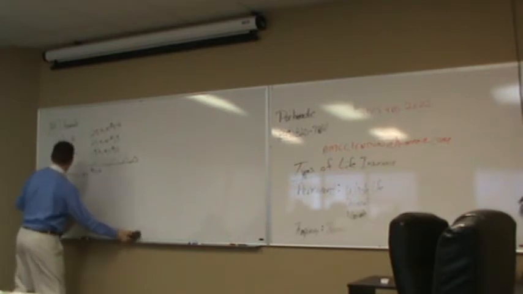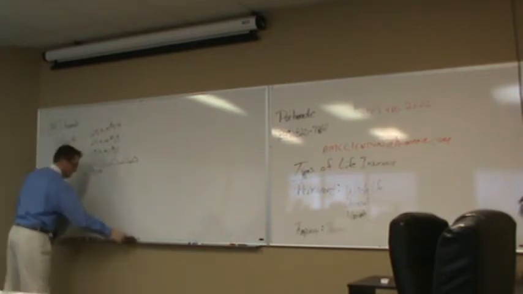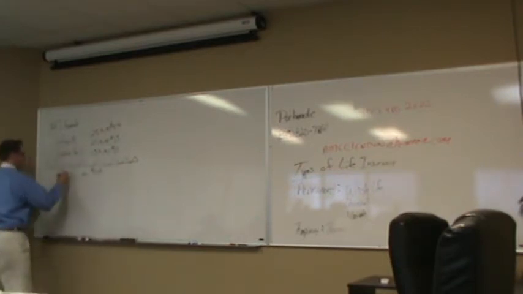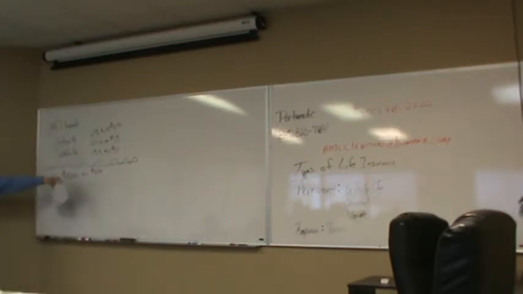$74.62. Oh, how much? Sorry. For which one was that, 25? So this is with Americo. The same $25,000 policy is $74 a month.